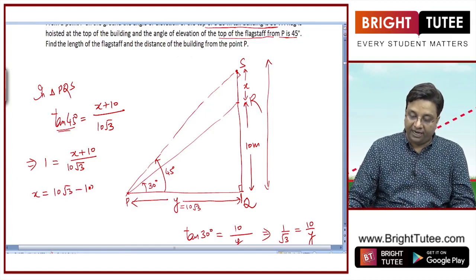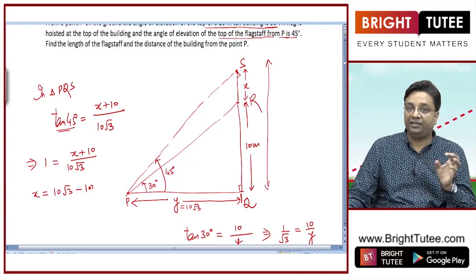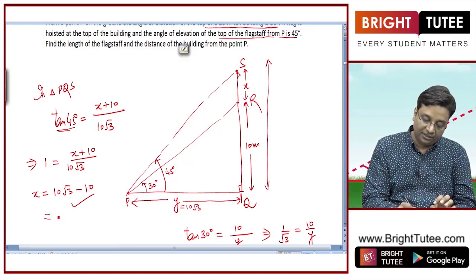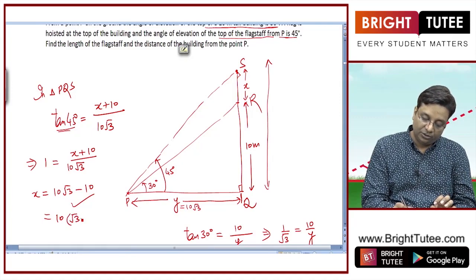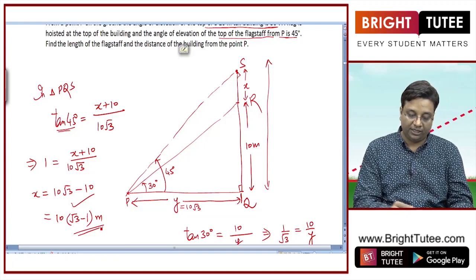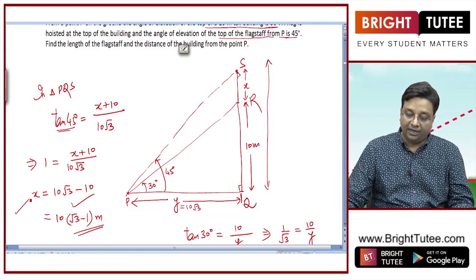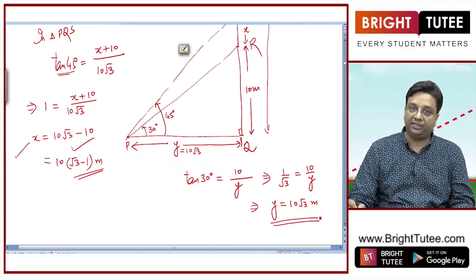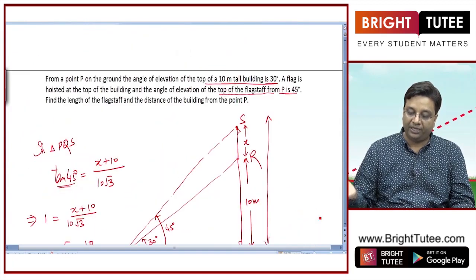Okay, and we had to find the value of x. So this is the value of x, which is 10 root 3 minus 10 meter. So this is your answer for the length of the flagstaff, and this is your answer for the distance of point P from the building. Okay.